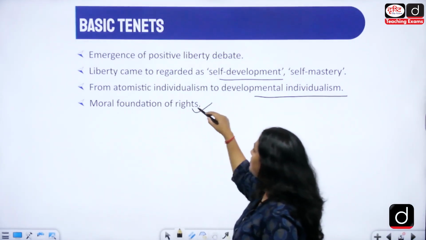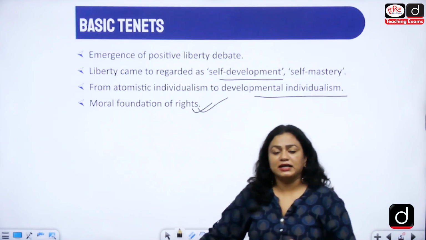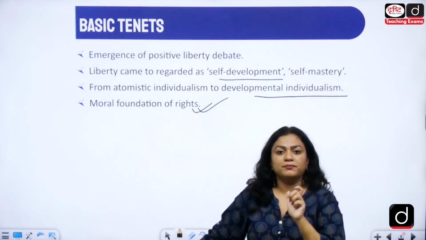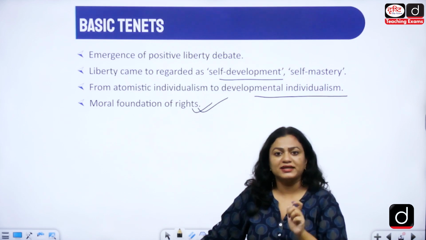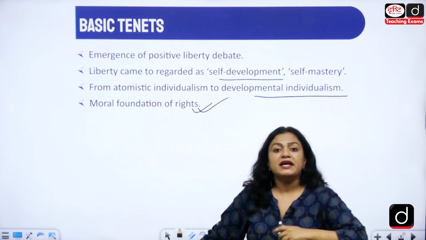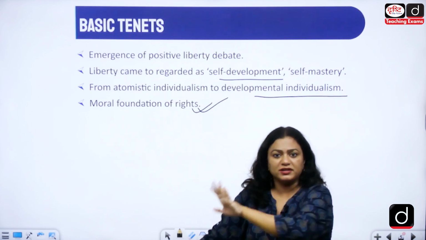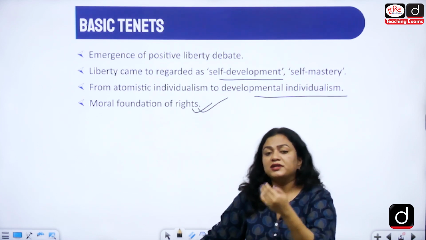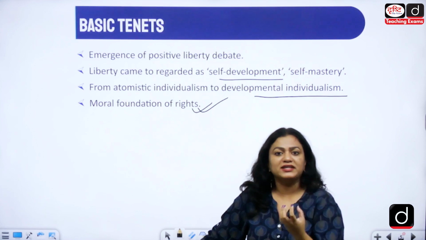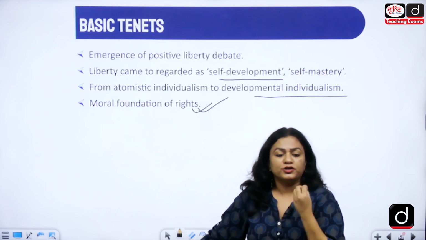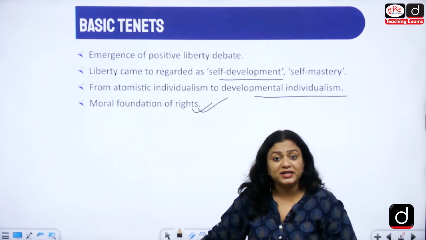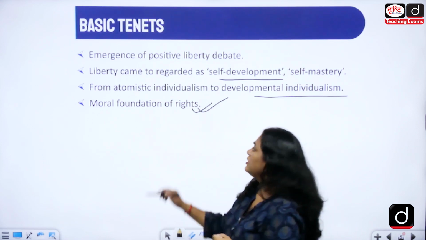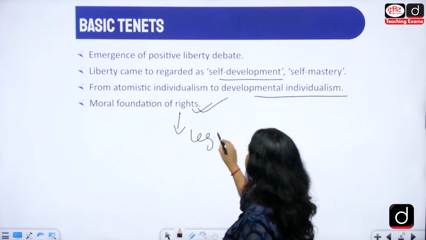Moral foundation of rights. Here, moral foundation of rights means that rights are not the product of natural law. Rights are not something like the inalienable rights that we witnessed in the classical liberal period. But in the modern liberal period, the idea was that rights are the products of human expressions, human experiences. They brought a legal dimension to it.